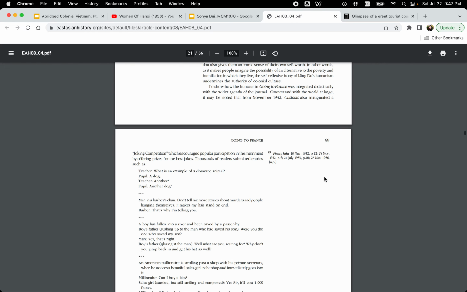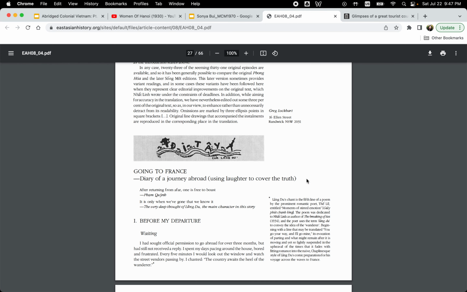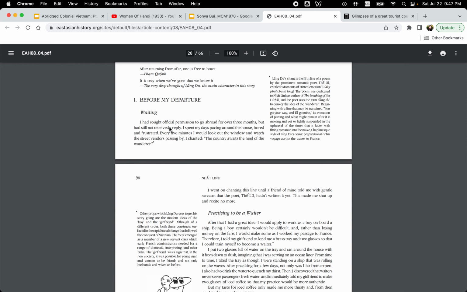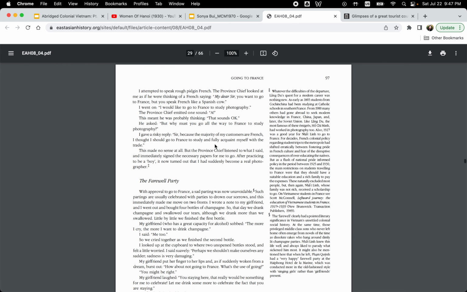But let me just read. So that's the introductory essay. There are some illustrations as well. But what's really interesting is that it's written here. Here's when it begins. It's going to France. It's represented like a diary of a journey abroad. And it's written satirically and semi-fictionally based off of Nhất Linh, who actually did go to France and draws from his own experience. So he'll say really interesting commentary about waiting to go to France.